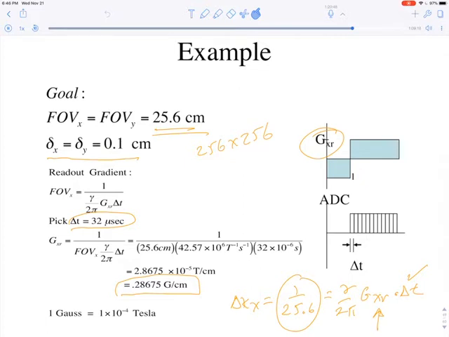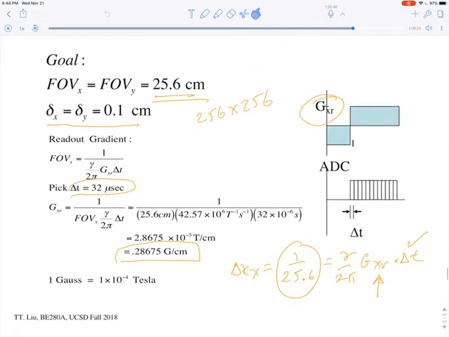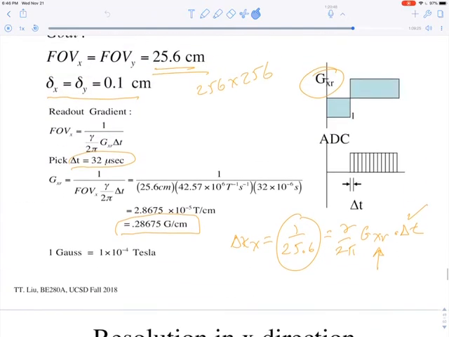So that's one calculation. If you actually look at an MRI scanner, the code that runs it, you'll see code almost exactly like that. All right. Any questions? Okay.